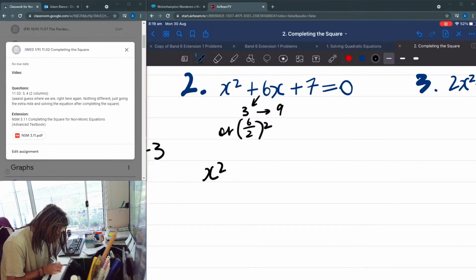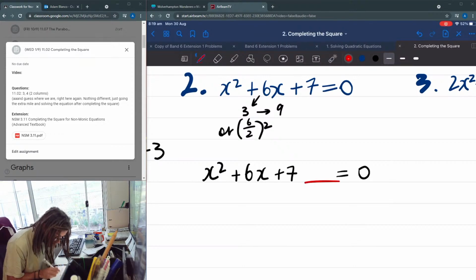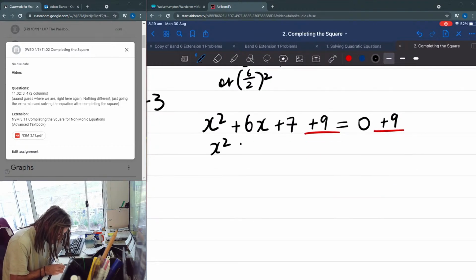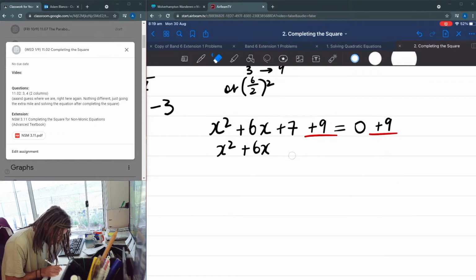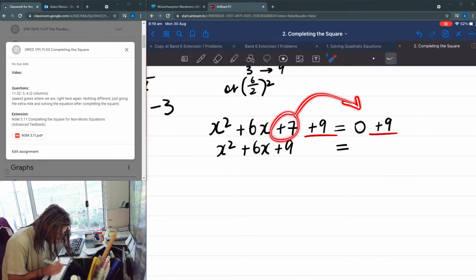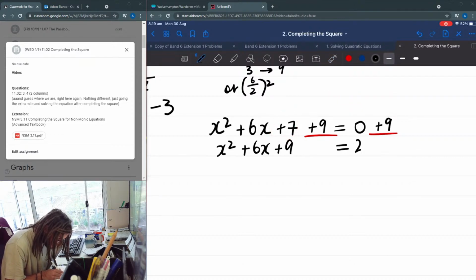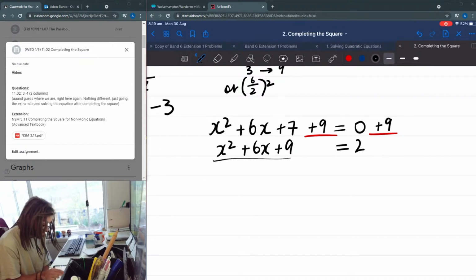So sometimes I just rewrite this, plus 7 equals 0, and I put it here and here. So I go, okay, plus 9, plus 9. Now, x squared plus 6x. What's 7 plus 9? 16. Oh, what am I doing? Plus 9 equals, and then I'll move this 7 over there so it's out of my way. So 9 minus 7 is 2, and this thing factorizes nicely.